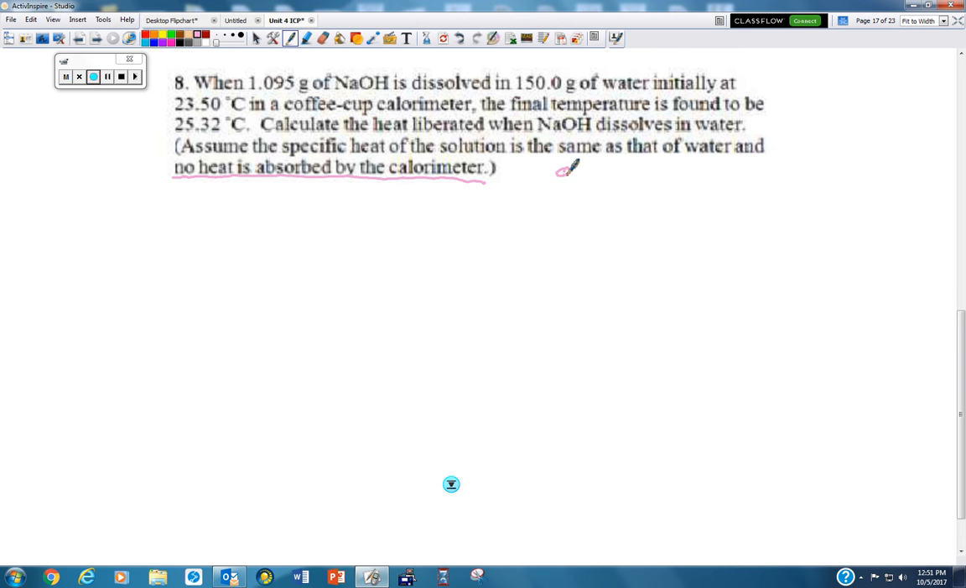We are only going to use Q equals MC delta T. And the other thing is to assume that the solution is the same as water. What is the specific heat of water? 4.18 joules per gram degree Celsius. All right, so from here, it's just a matter of plugging things in, and then we're going to do one thing at the end. So setting this up, what do I need? What am I going to start off with?